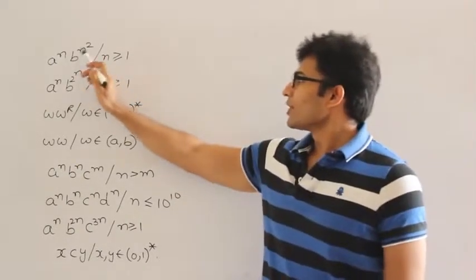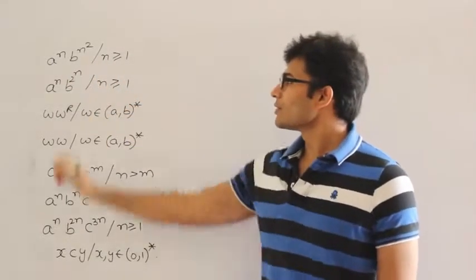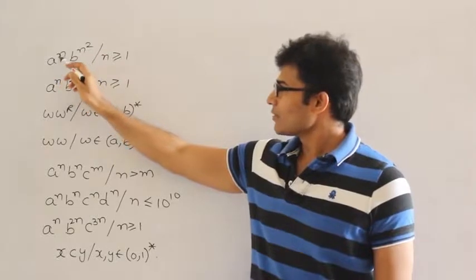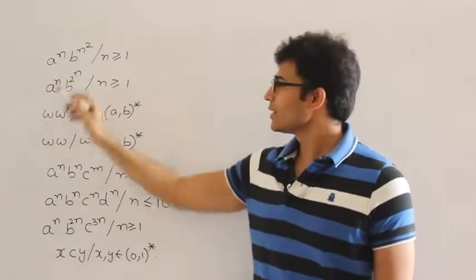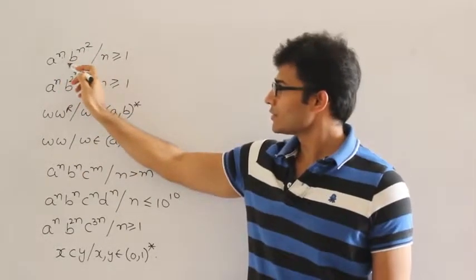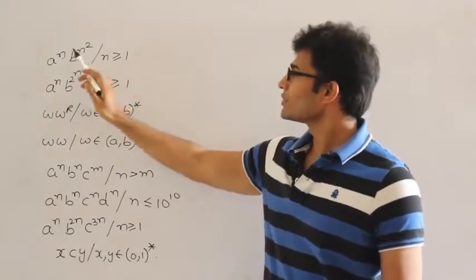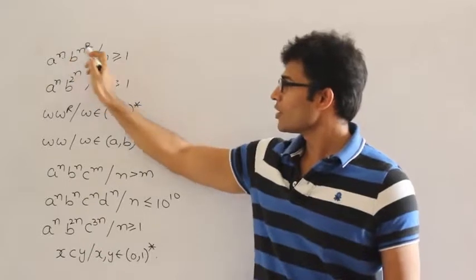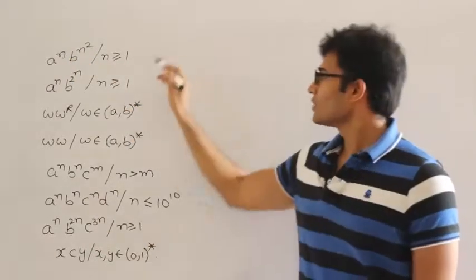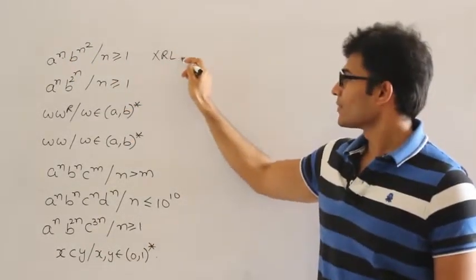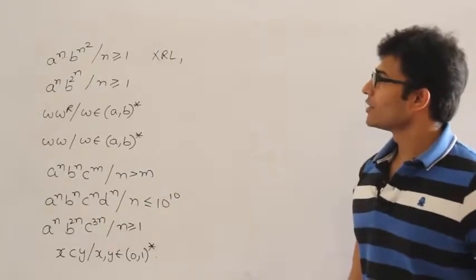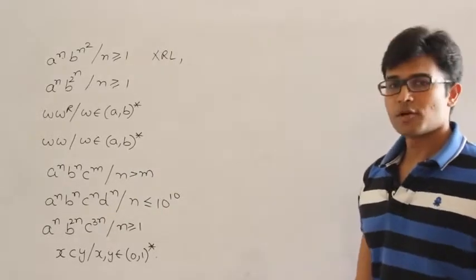a power n b power n square, this is definitely not regular, because if you observe this, a power n has to be stored, and this saving has to be unbounded, right? And then we might have to compare against b's, so there is a comparison involved which is unbounded. Therefore the language is not regular. Okay, and let's see whether we could do it with pushdown automata.